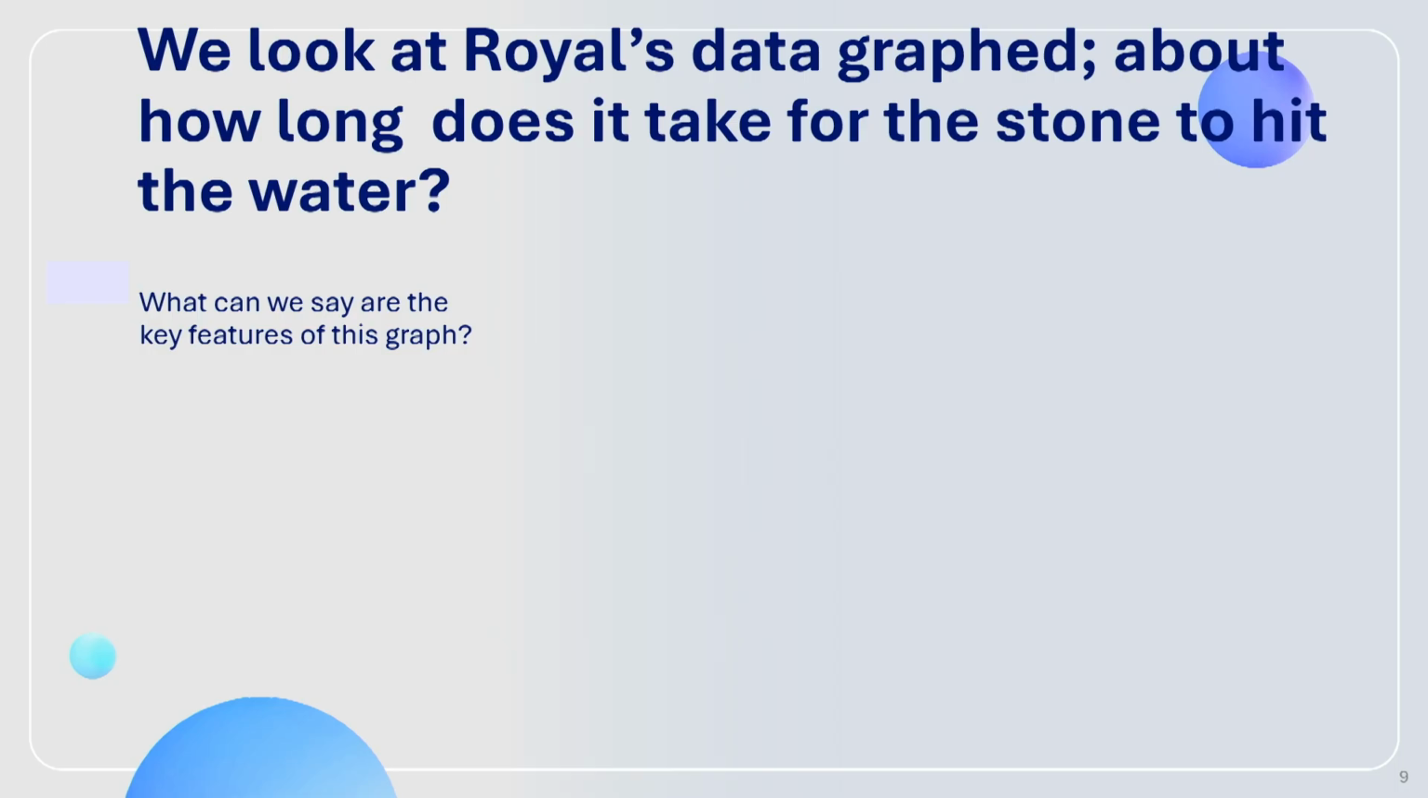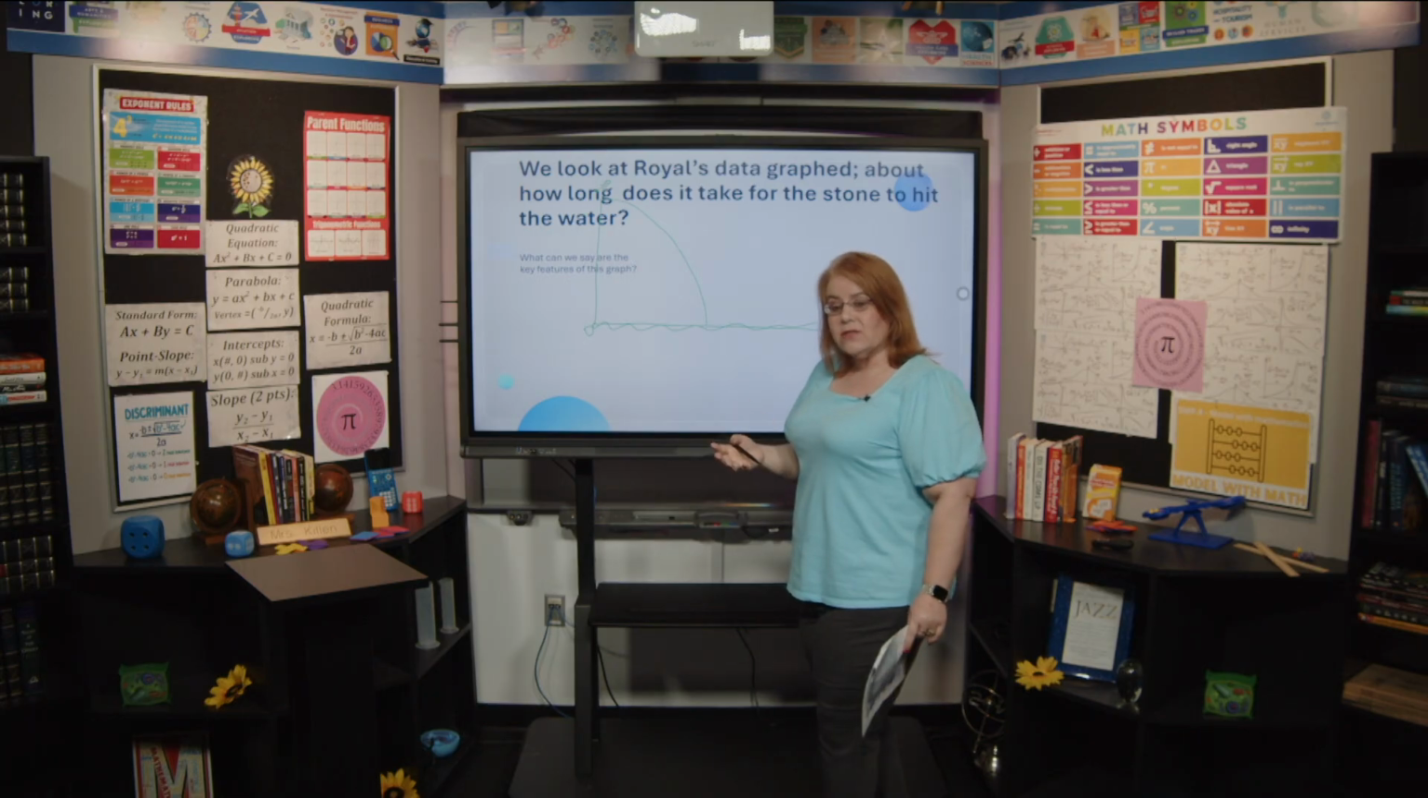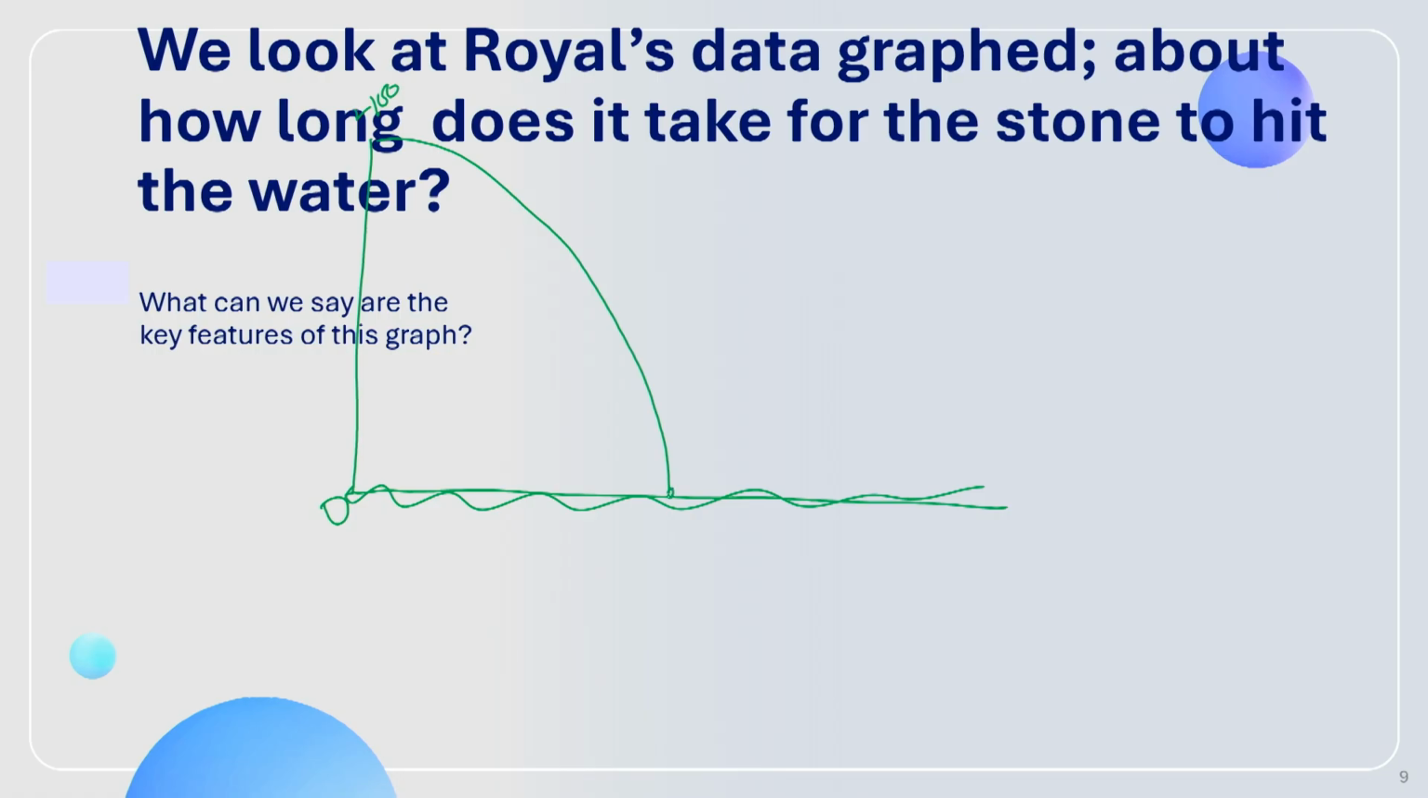So it says, we looked at Royal's data graph. About how long does it take for the stone to hit the water? Now, remember, when we have the water, and here was the cliff, at 400 feet is where Royal was. We said that the water would have been at 0. So how long did it take for that stone to reach? That would be our x-intercept. So what did we say our x-intercept was?